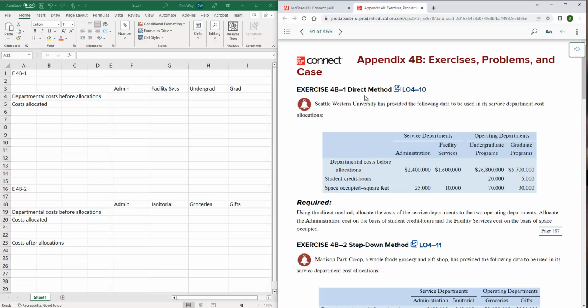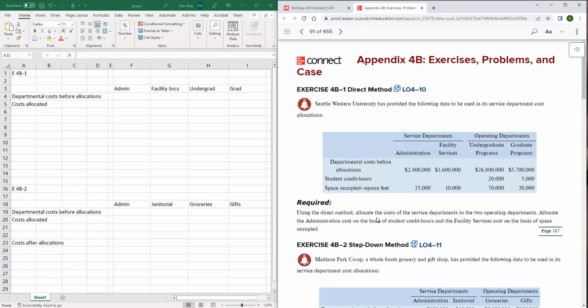discussed in that appendix. And the setup for that said Seattle Western University has provided the following data to be used in its service department cost allocations. So we can see they have two service departments, administration and facility services, and then two operating departments, the undergrad programs and then the grad programs. We also know the departmental costs for each of those departments before allocations, and then we know the student credit hours that were consumed or used or tabulated in the operating departments, and then the square footage occupied by all four of the departments. So the requirement here was using the direct method.